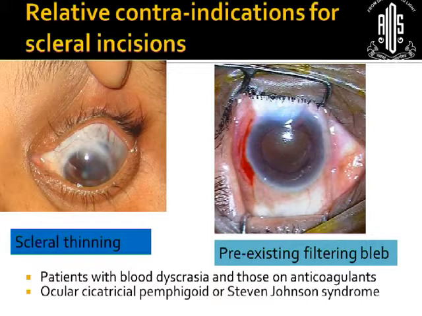Now this is a patient with a filtering bleb. This is not an absolute contraindication for SICS. You can change your site, which I will be showing you later. But the best is that if you go for a corneal incision, then you are not going to disturb the conjunctiva or the bleb. So here again a scleral incision is not the first choice. Then patients with blood dyscrasias and on anticoagulants, where you expect a lot of bleeding, there also. Then patients where you have a lot of cicatrization like Stevens-Johnson or pemphigoid.